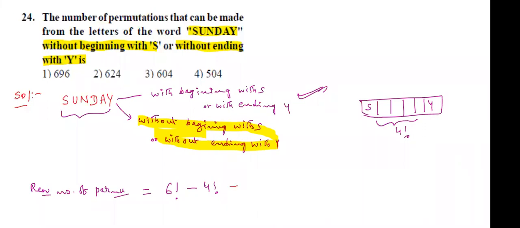Now 6 factorial means how much, students? 720 minus 4 factorial, which is 24. 720 minus 24, that is 696. Which option is correct? First option correct. Students, have all of you understood now?